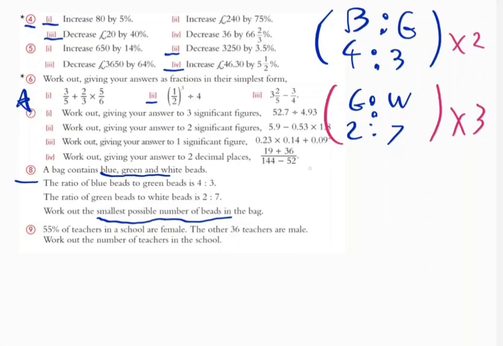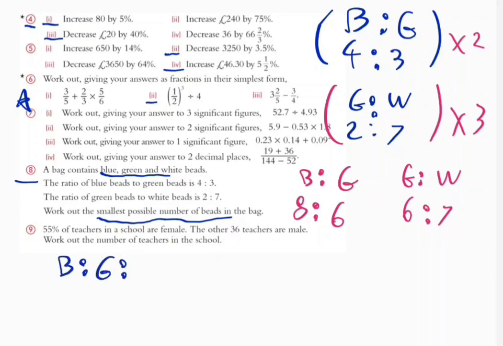Doing that, the ratio of blue to green is going to be 8 to 6, and the ratio of green to white is going to be 6 to 7. Now I can work out the ratio of blue to green to white. Blue is 8 and green is 6. Since 6 is equivalent in both of them, this allows me to combine the two ratios.